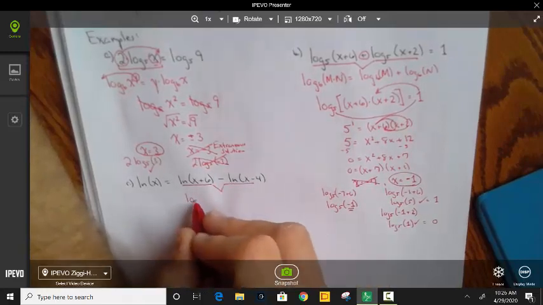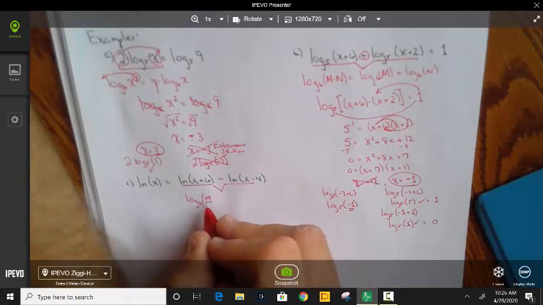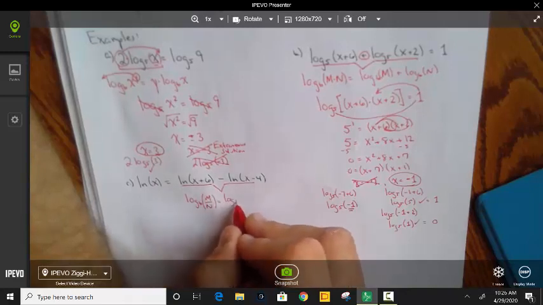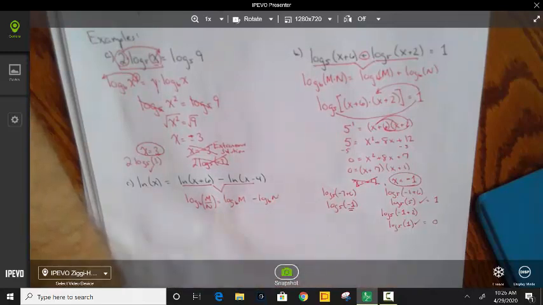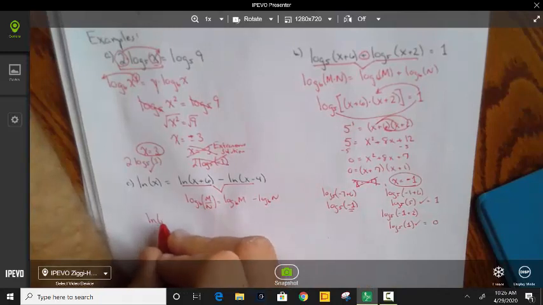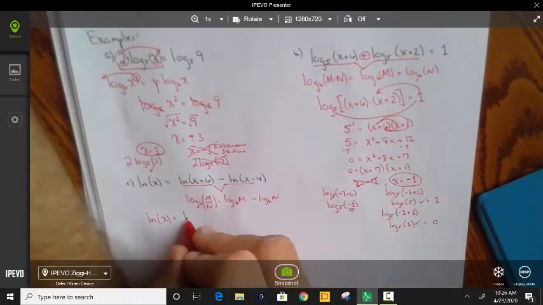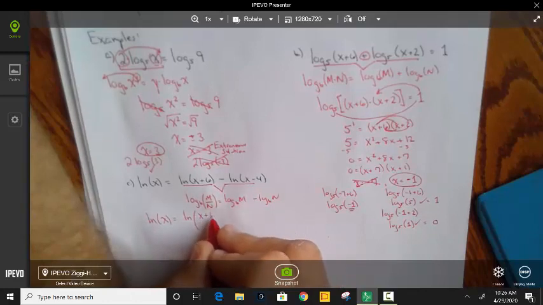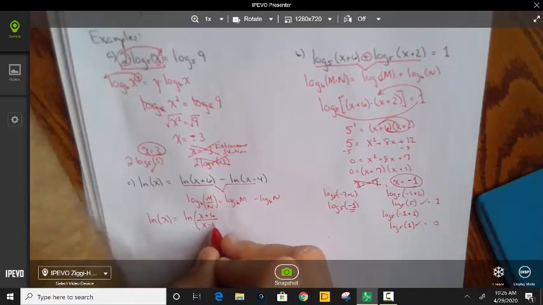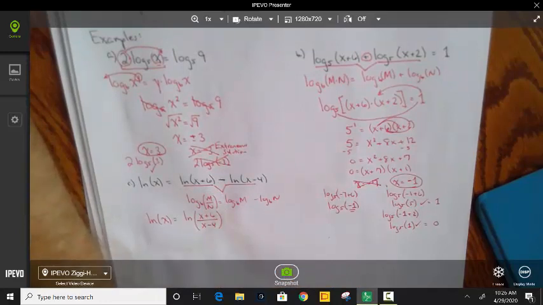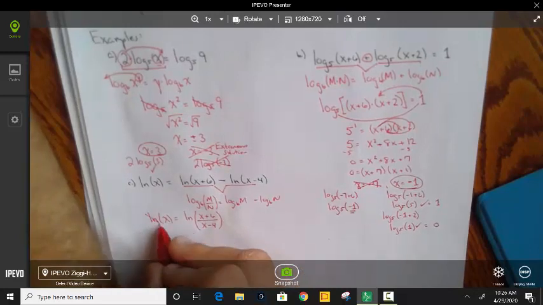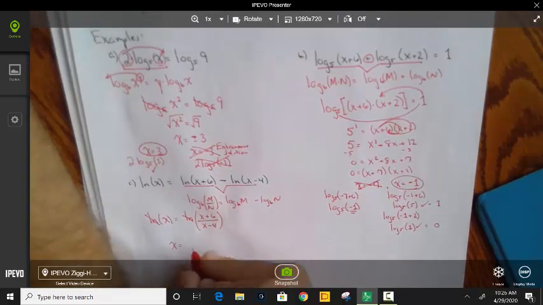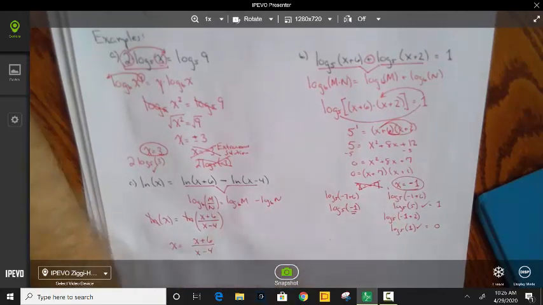Okay, we had this property in the last video that said if we have a division, it expands out to a subtraction. We're going to use that property in reverse. So this is going to be the natural log of x equals, this would be the natural log of x plus 6 divided by x minus 4 because of the minus. And then now that we have a one-to-one comparison and they both have a natural log, we can cancel out the natural log, and our equation is going to be x equals x plus 6 over x minus 4.